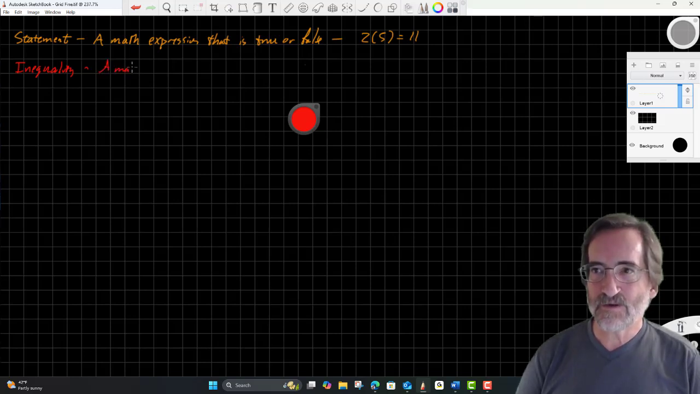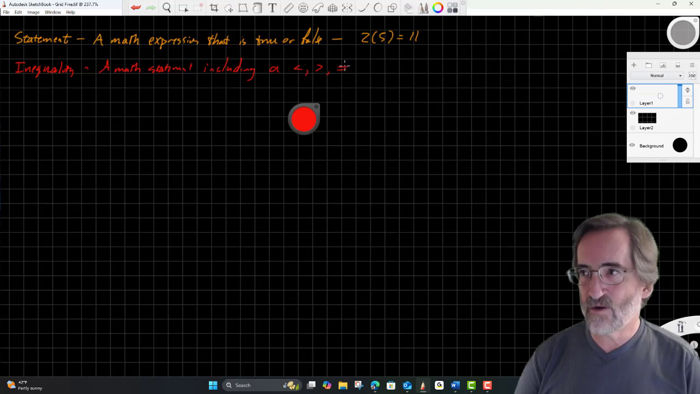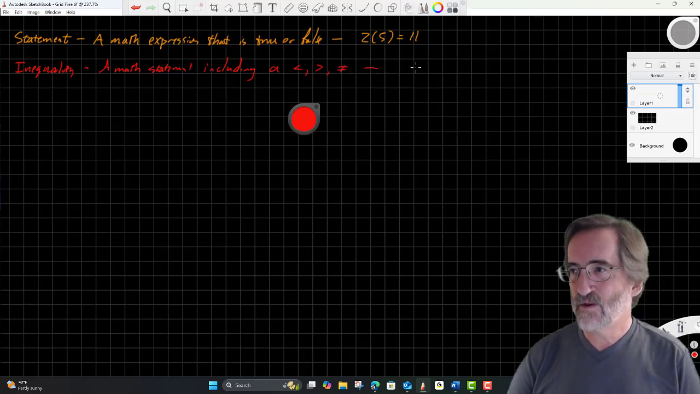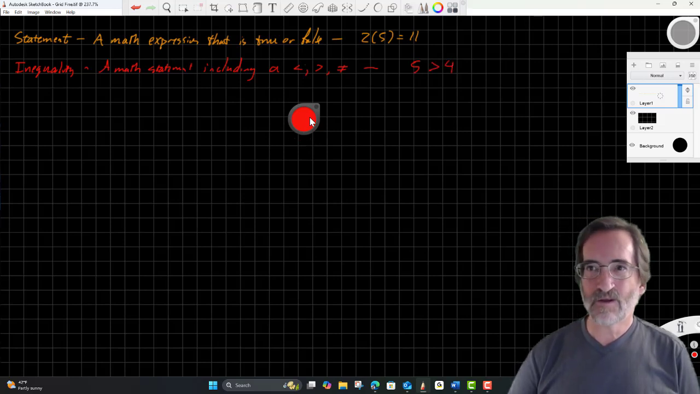Okay. Next word, inequality. A math statement including a less than, greater than, or a not equal to. Example, 5 is greater than 4. Inequality.